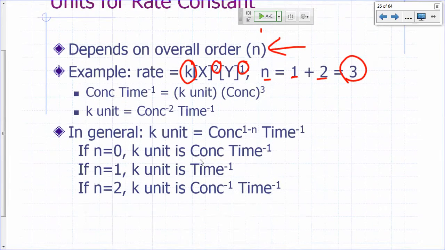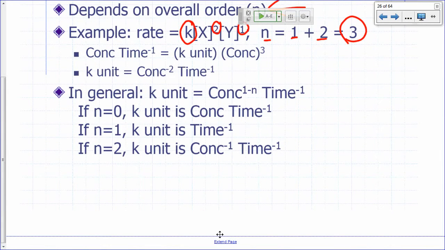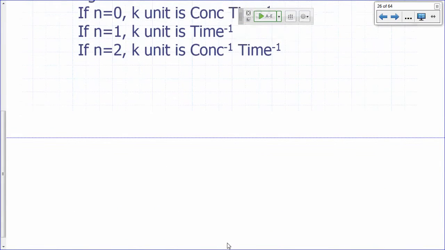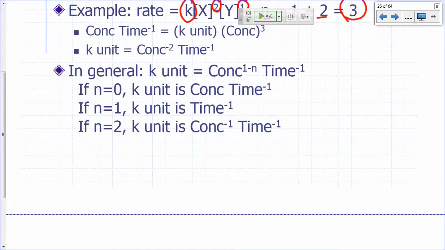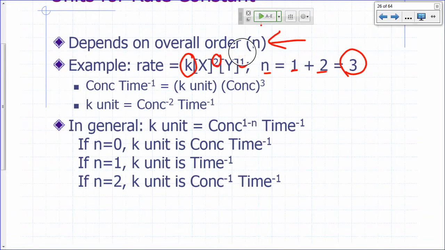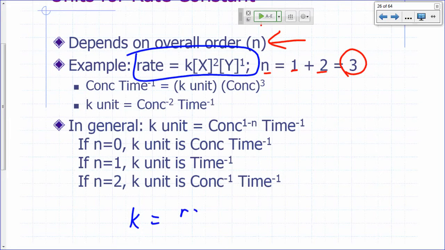Well, let's look at this particular example. Might be better to try a different approach here. Let's rearrange this equation to solve for k. What would you do to solve for k here? Let's rearrange this one. k would be equal to rate divided by concentration of X squared times concentration of Y raised to the power 1, right?